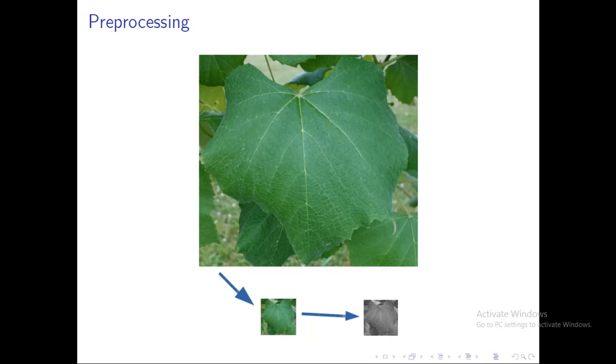This is a pre-processing step in which firstly we have the original image, which is resized to 50 by 50 pixels, and then that image is converted to a grayscale image.